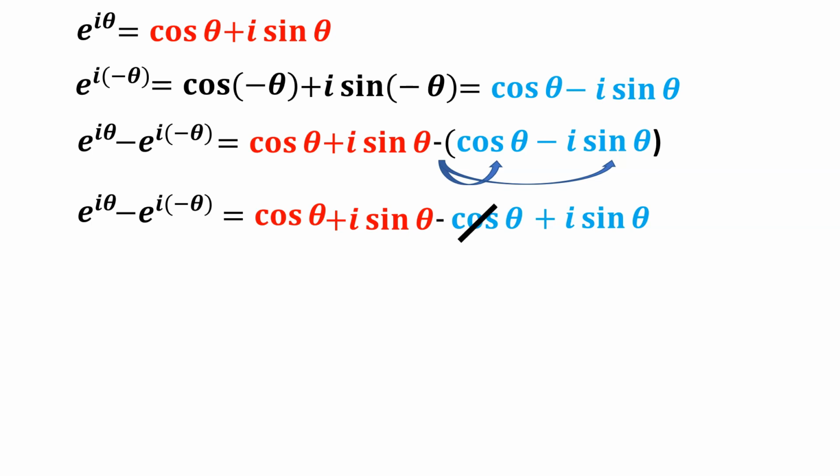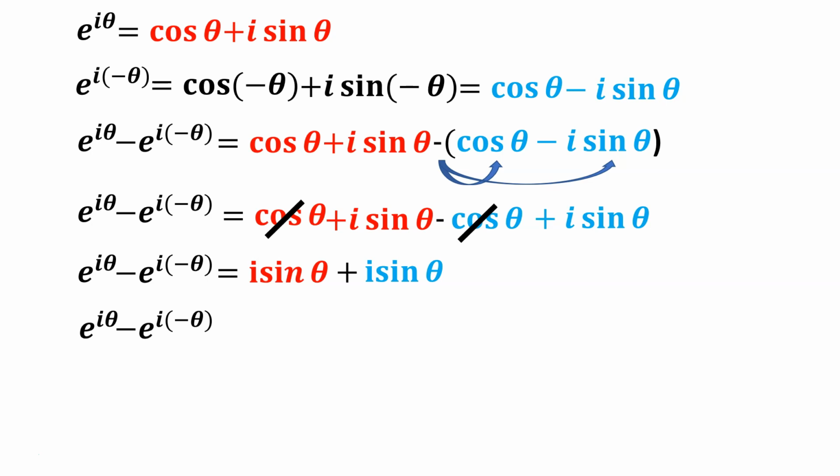Next, observe the following. The cosine theta in blue and the one in red cancel because it's the same quantity but opposite signs. That reduces to e to the i theta minus e to the i negative theta equals i sine theta plus i sine theta. Now there are two quantities i sine theta, so for that reason it's going to look like this. e to the i theta minus e to the i negative theta equals 2 times i sine theta. Just add them together from the previous step to get 2 of them.